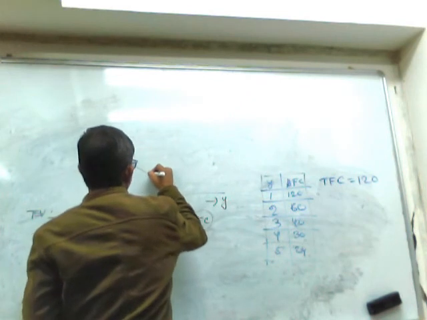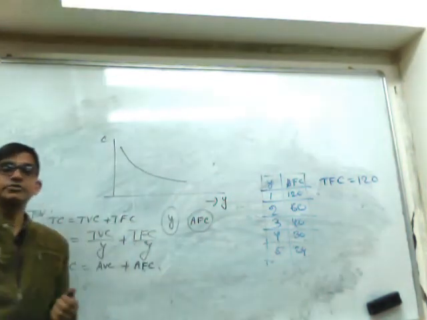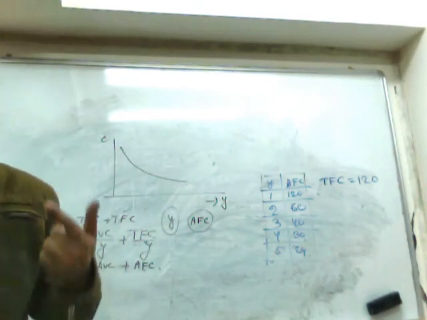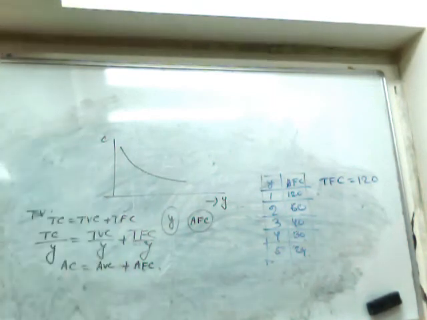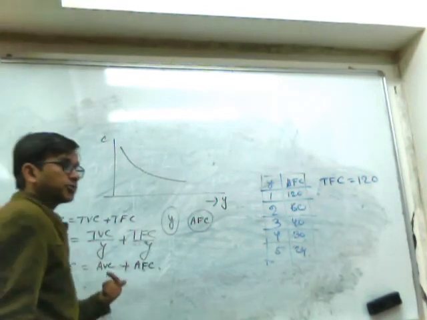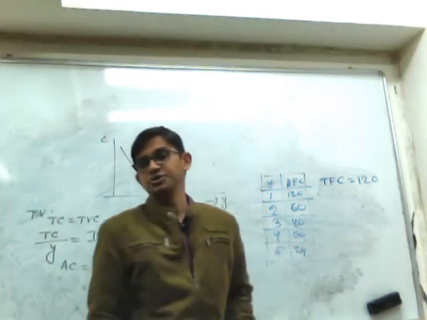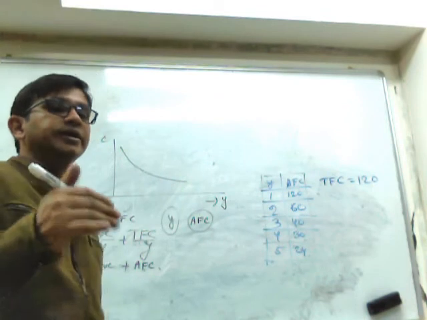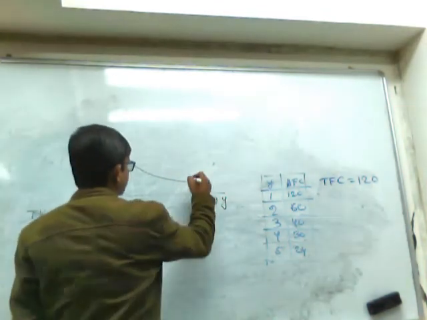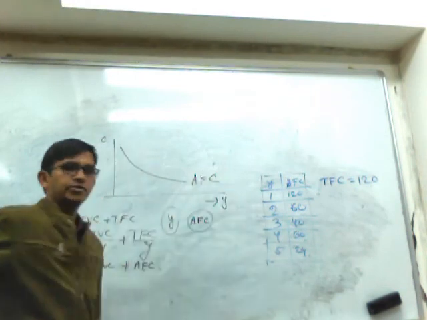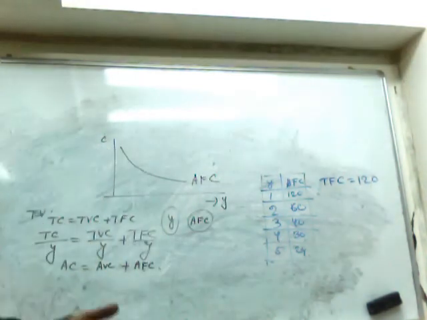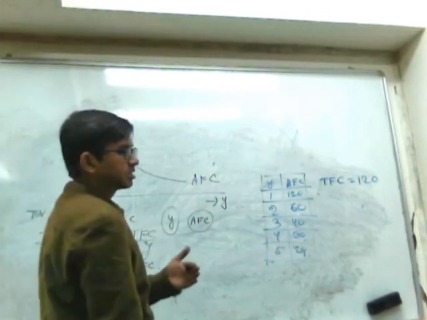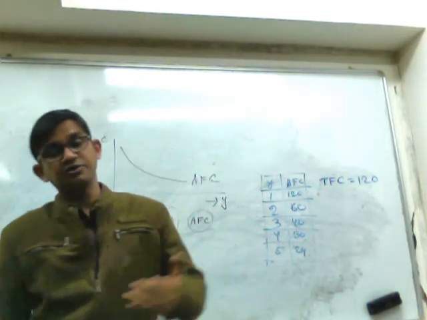The value of AFC will fall. But we have to remember that it is a ratio of total fixed cost and the level of output. And as total fixed cost is constant, this ratio will never become zero. That will definitely converge towards the horizontal axis, but will never intersect it. So this will take the shape of a rectangular hyperbola. As we increase the level of production, average fixed cost will decline, but it will never intersect the horizontal axis.